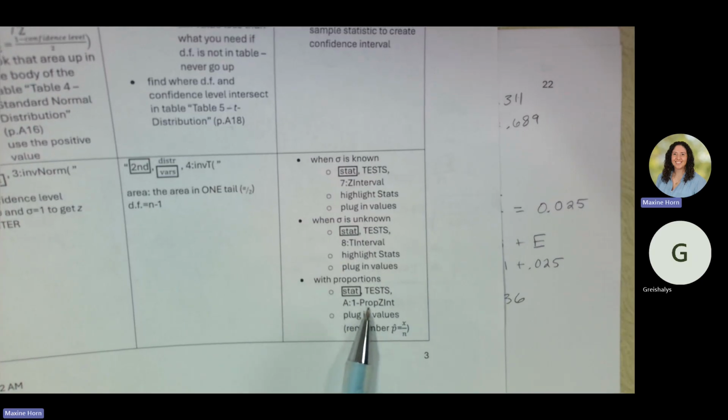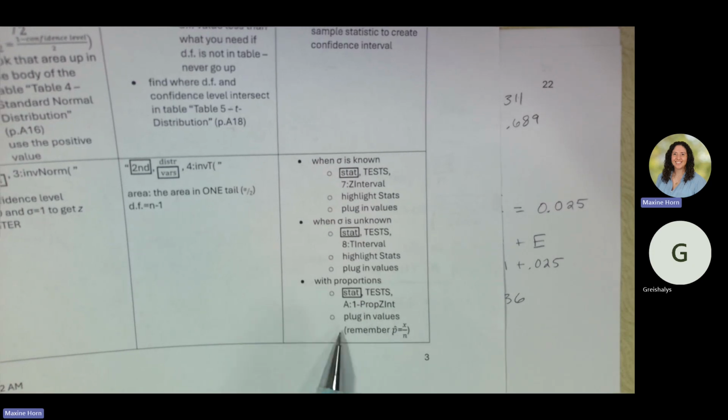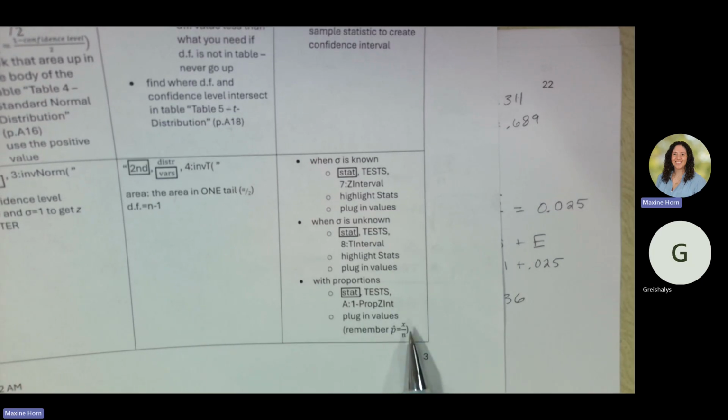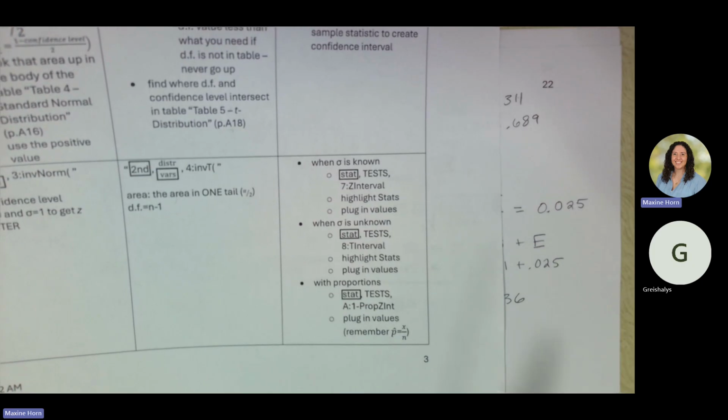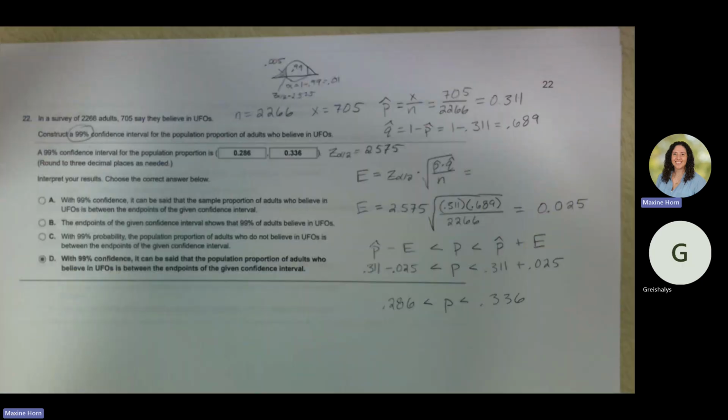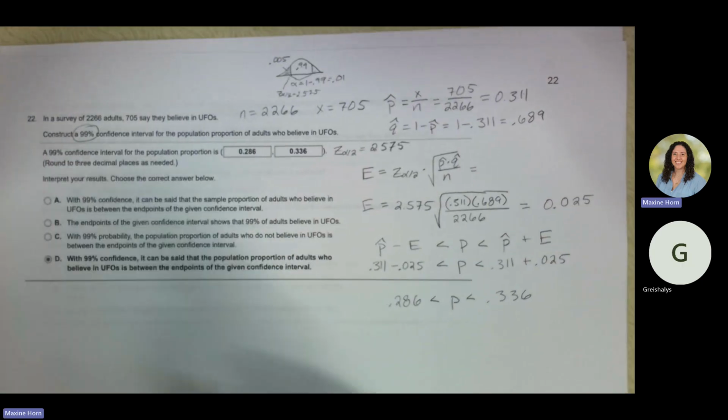Alpha, it's 1 prop z int, right? A proportion, we're using z-scores, we're finding an interval, okay? And you're going to plug in your values. And remember that p hat is x over n. I forget off the top of my head if you have to plug in the x and the n or if you have to plug in the p hat. I think you plug in the x and the n. But all right, so we're going to do this in the calculator now. Right, we're going to go, so that was if we did it by hand.